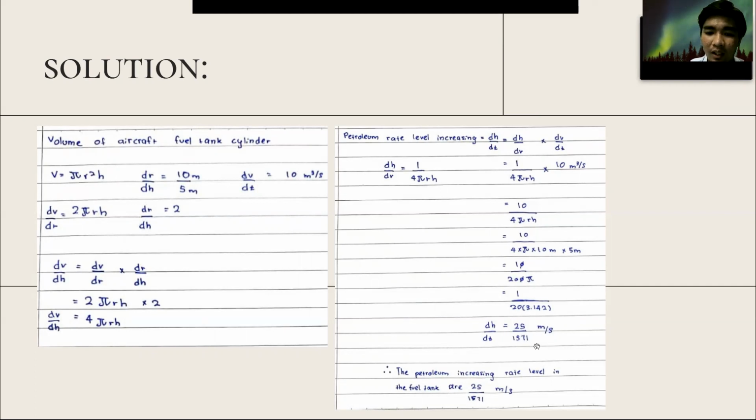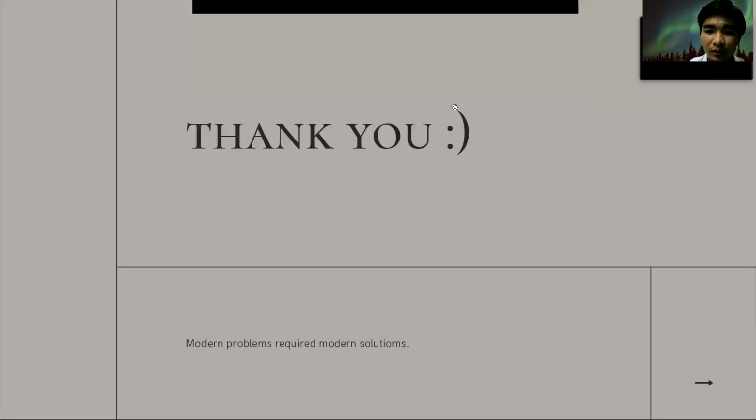1,571 meters squared. So the conclusion is that the petroleum level increasing rate in the fuel tank is 25 over 1,571 meters squared. Thank you.